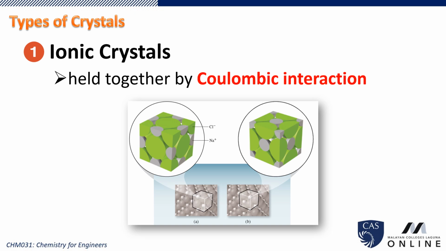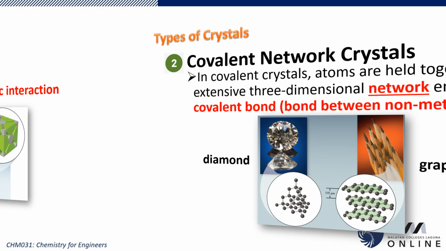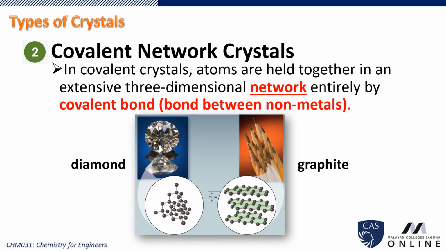Ionic crystals are held together by electrostatic or Coulombic attraction between oppositely charged ions, and this strong interaction gives them high melting points and rigid structures. For covalent network crystals, atoms are connected by continuous covalent bonds in a three-dimensional network. Examples include diamond and quartz, and these are extremely strong and rigid structures.